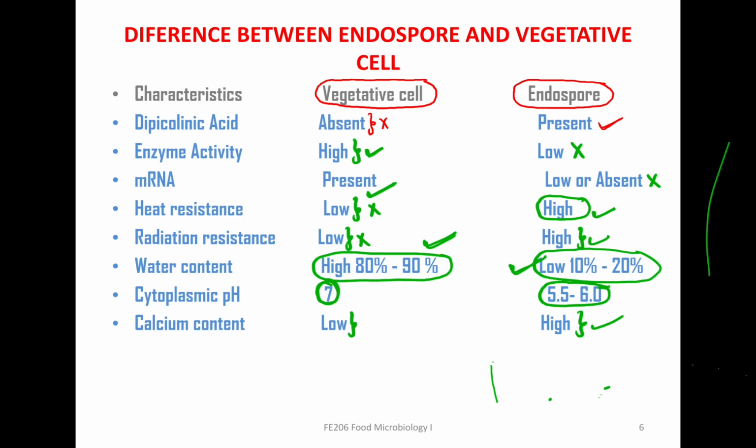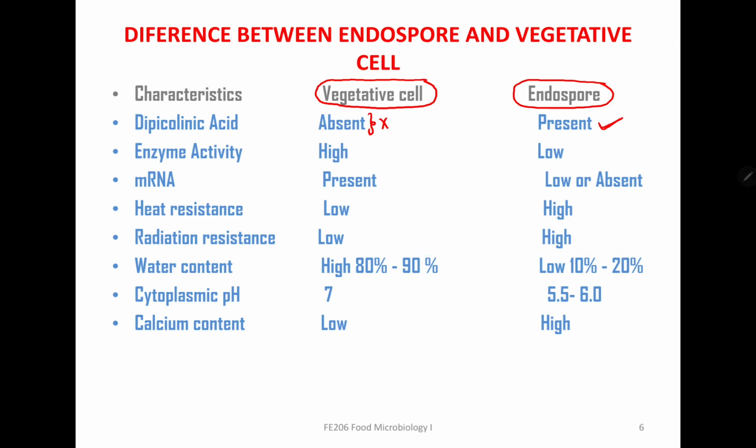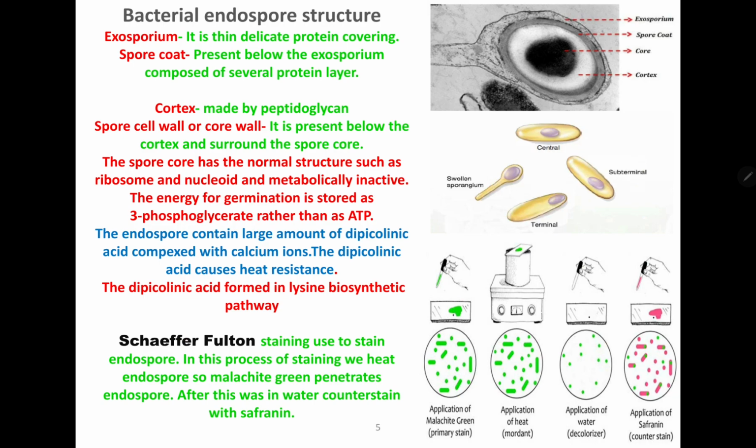Okay. Now we will see how the endospore forms. But before going there, let's see the structure of the bacterial endospore. As we discussed, the bacterial endospore is a multi-layered structure. You see here, this is the outermost layer, and this outermost layer is called the exosporium.